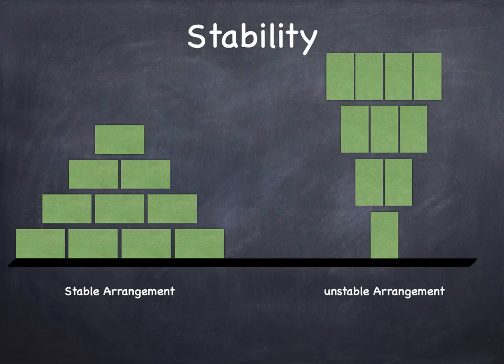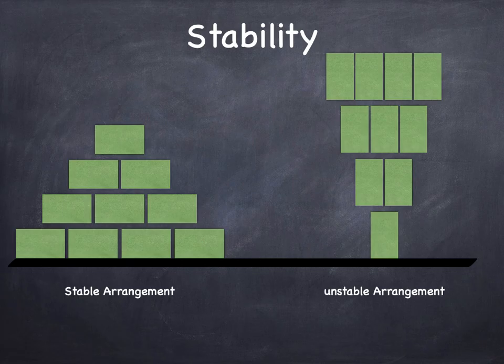On the left represents a stable arrangement of the blocks. We let those blocks rest on top of each other like that. We can bump the table and not expect those to go tumbling down. They may fall, but it's just as likely that they'll stay in that configuration.